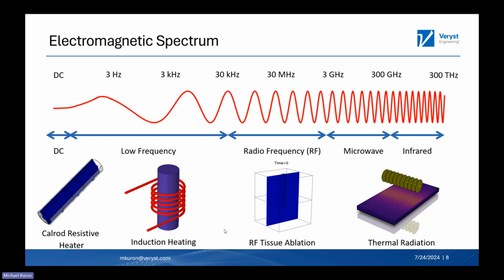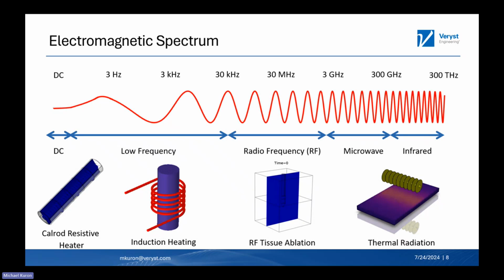What we refer to here is the frequency at which electrical or magnetic fields operate. On the left-hand side, we have our direct current part of the spectrum, so steady state direct electric potential type of fields. An example of that would be a resistive heater, such as a Cal rod, which may be used in an oven or some other heat processing system that you may commonly encounter.